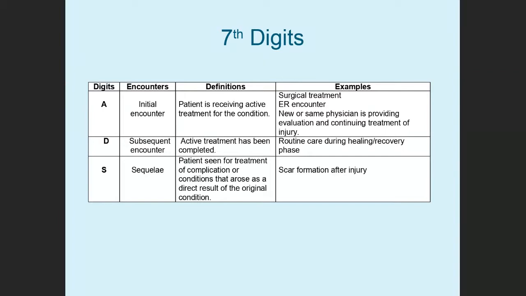And S is a sequela. The patient's been seen for treatment, the active treatment is over and done, but now there's a problem related to the previous injury. The injury is no longer there, has been successfully treated, but there's a sequela of it. And a good example is a scar formation after the injury. So all of these will require a seventh character.